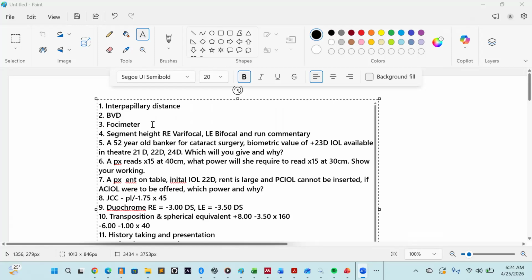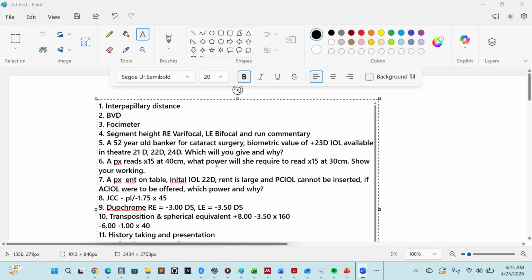So segment height, I think, did I mention it? Okay, well. Segment height, you measure that for a bifocal. To measure segment height, you have the patient wear the glasses as comfortably as possible, and they have to look straight. Then you measure the distance between the center of the pupil to the lower edge of the lens. That's for the bifocal.